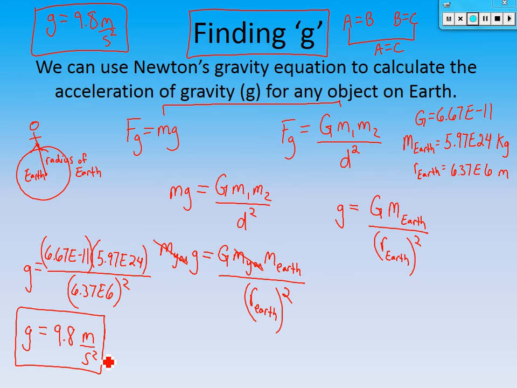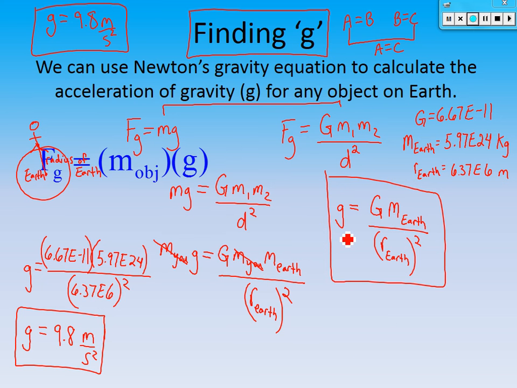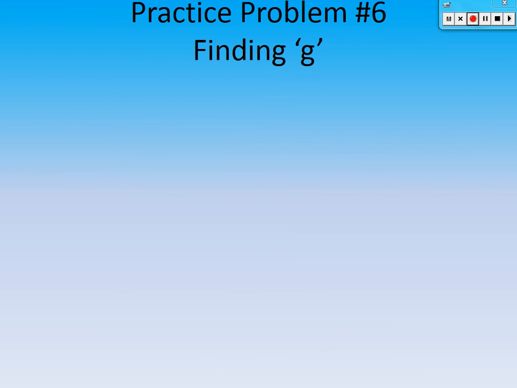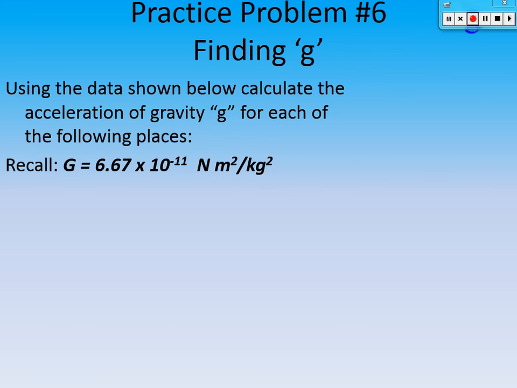But that's kind of a really interesting equation. So as long as we have the mass of the planet and the radius of the planet, we can calculate what g is, the acceleration due to gravity. And of course it's going to change depending on where you're at in the solar system or the universe for that matter. So I've got a practice problem, number 6, is where you're going to do this.